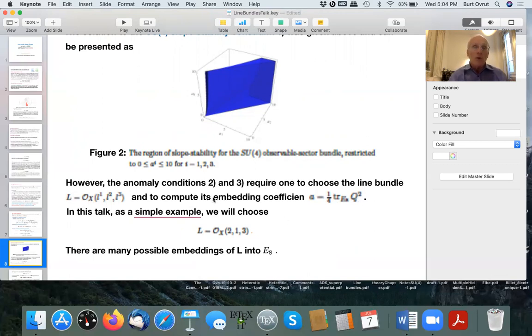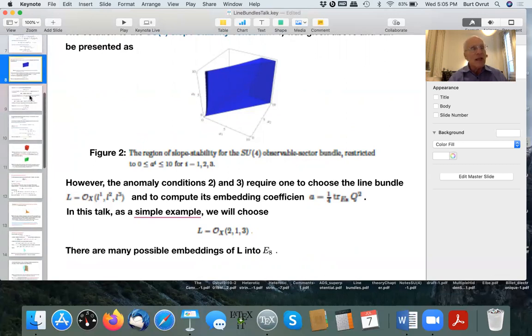So in order to do this and make sense, we'll take a simple example. We're going to choose in this talk L to be 2, 1, and 3. There are many other choices that one can make, and in our papers you will find all of these things, but this is the particular choice I will discuss here, okay? And given this, it still has many embeddings that it can have into the hidden sector E8.